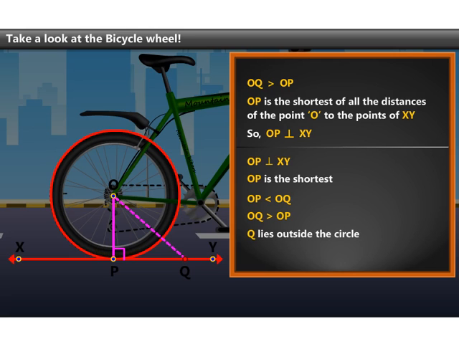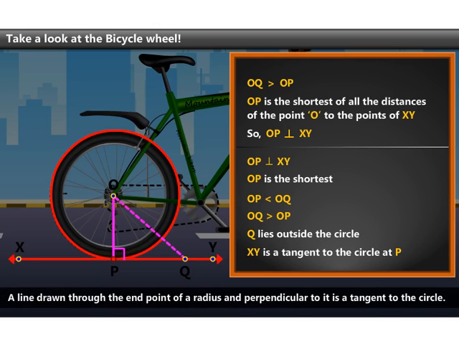So, Q lies outside the circle. Thus, every point on XY other than P lies outside the circle. This shows that XY meets the circle only at point P. Hence, XY is a tangent to the circle at P. So, we can conclude that a line drawn through the endpoint of a radius and perpendicular to it is a tangent to the circle.